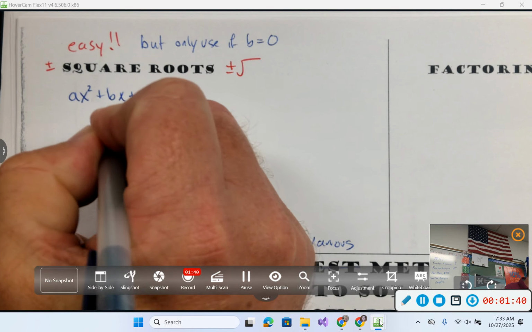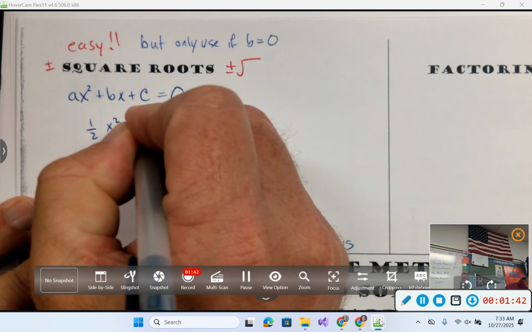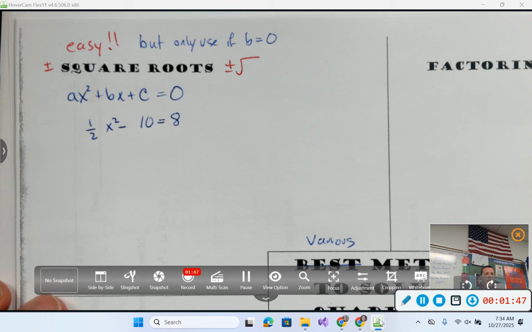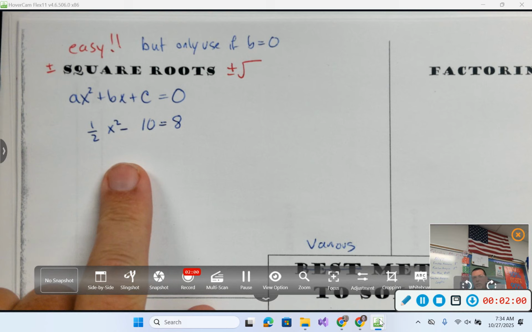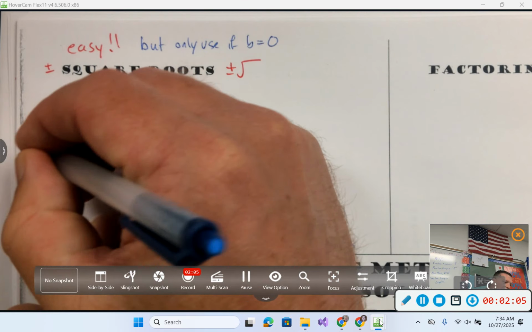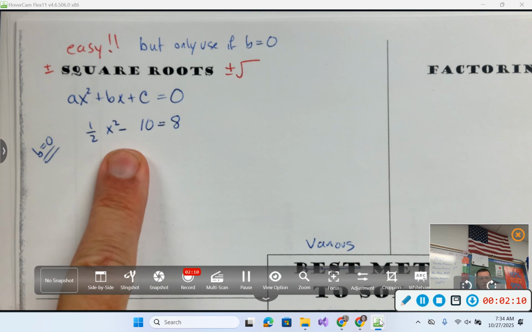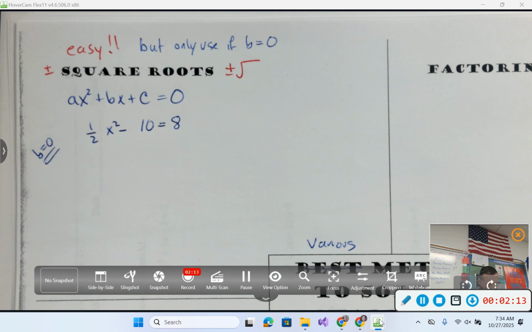So let's do one that was a little bit like one on the test. And people messed up not because of the square roots, but because of the fractions. 1/2 x squared minus 10 equals 8. Okay, so first, is it clear why we're able to use the square root method for this one? There's no x term. b equals 0. Yay, that's good news. That means we can just get x squared by itself and then square root and have our answer, as long as we don't forget the plus or minus.